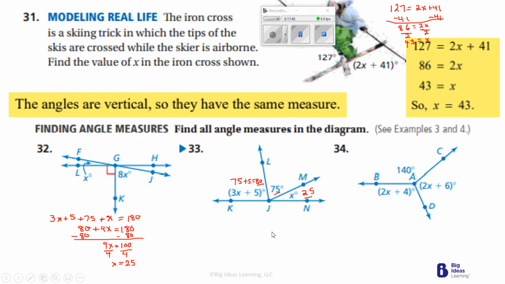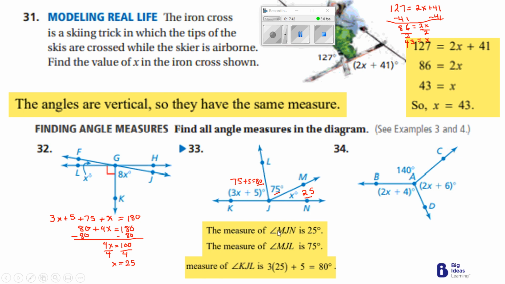Let's check and see how I did. The measure of MJN is 25. The measure of MJL is 75. That was given. And the angle of KJL, that's 3 times 25 plus 5, which is 80. All right, let's move on.